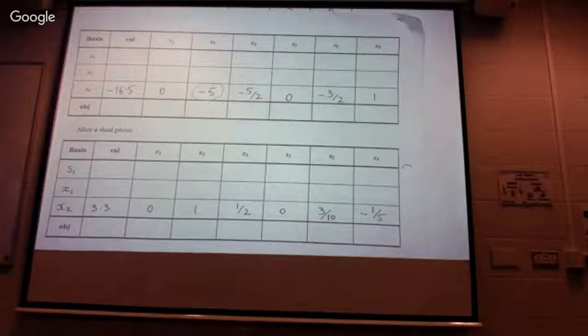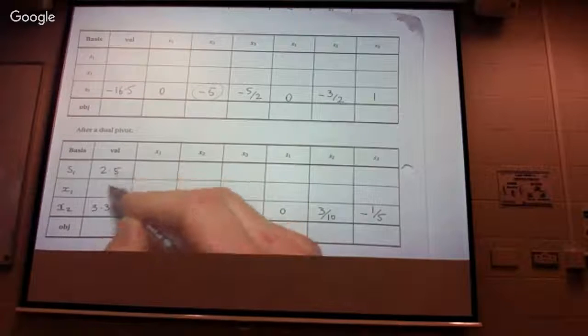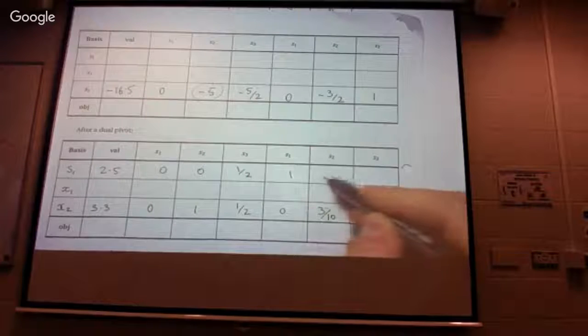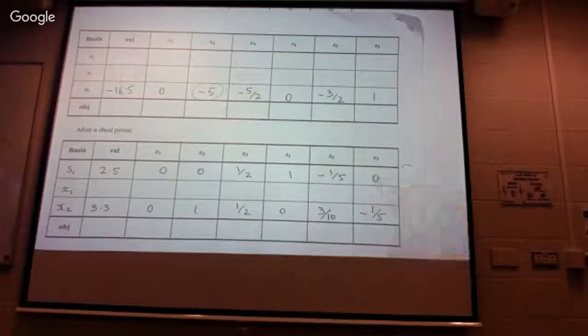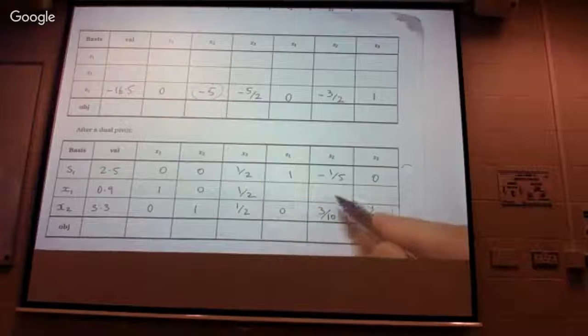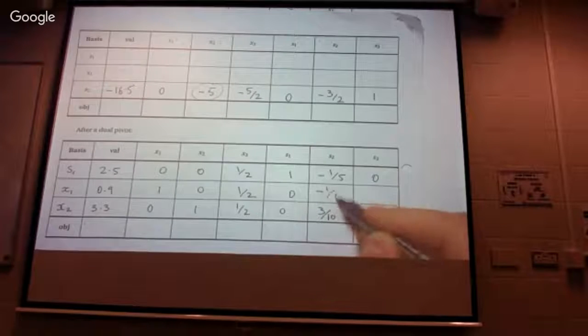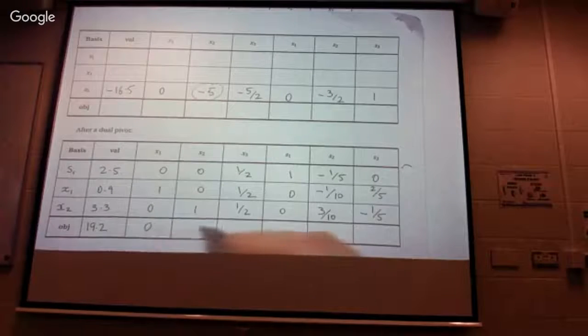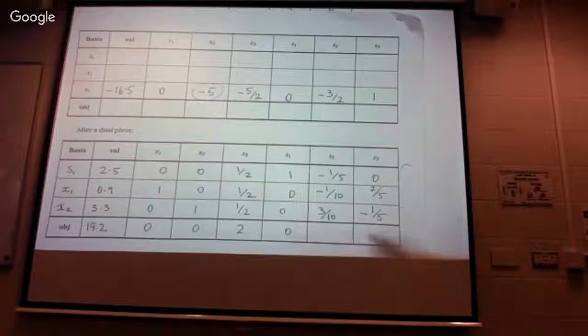Does that look like the right thing? Okay, and then I won't bore you with the rest, but it should be 2.5, 0, 0, 1/2, 1, minus 1/5, 0, I hope, 1, 0, 1/2, 0, minus 1/10, 2/5, and 19.2, 0, 0, 2, 0, I think that's 6/5, and 1/5.